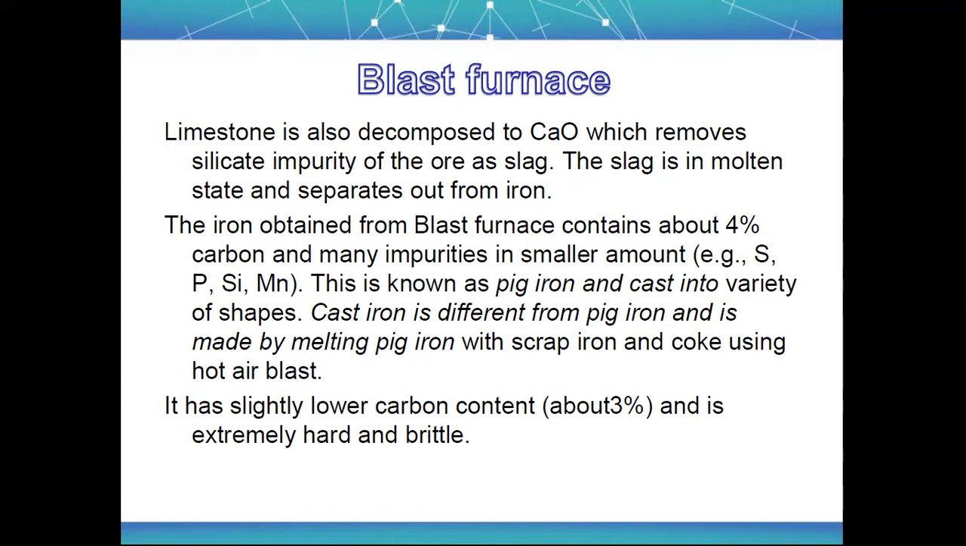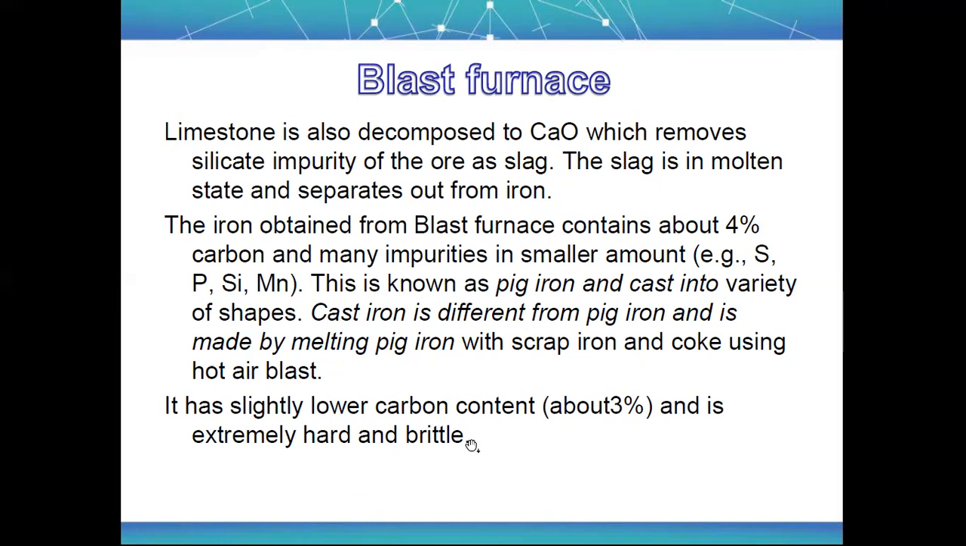The iron obtained from the blast furnace contains about 4% carbon and many impurities in small amounts, like sulfur, phosphorus, silicon, manganese. This is known as pig iron and is cast into a variety of shapes. So this type of iron, which has lots of impurities in it, is known as pig iron, and we can use pig iron to make different types of shapes, our different daily use items.